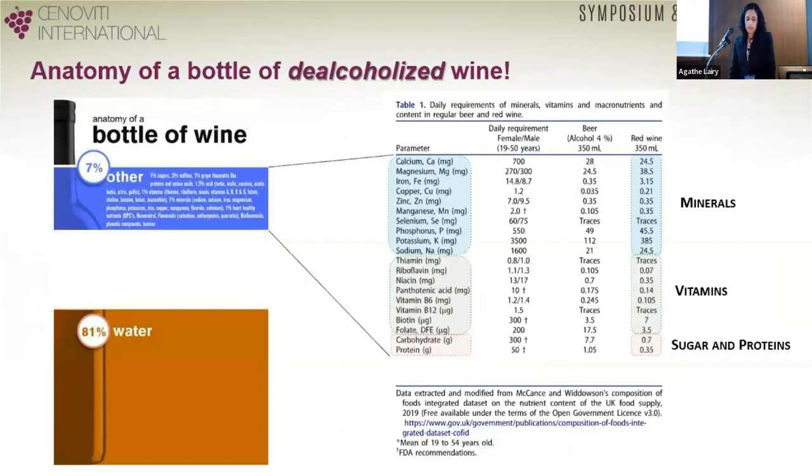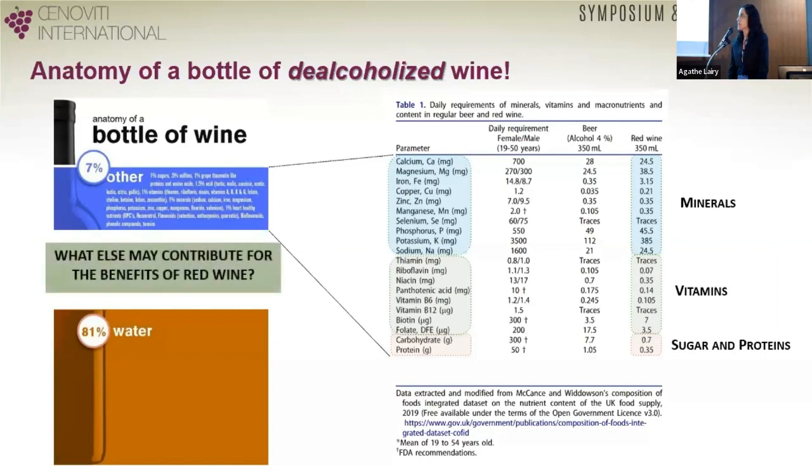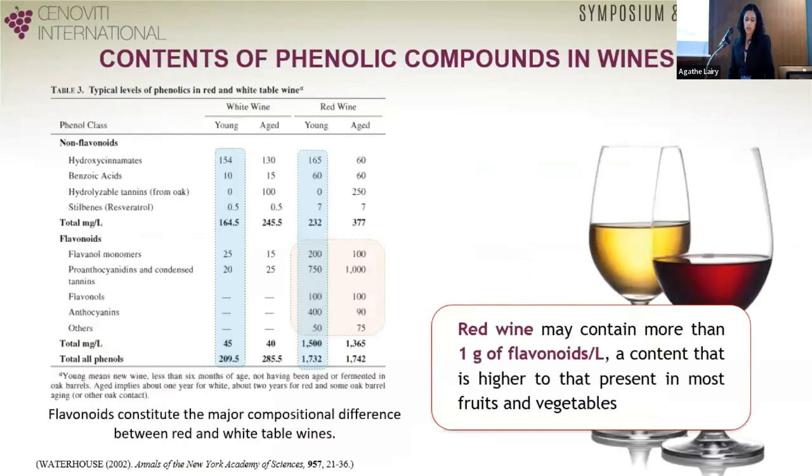And how does it get? We still get a lot of bioactives, a lot of health components. So we have minerals, vitamins, sugars, proteins, and you may be asking, what else? What else may contribute to the benefits of red wine? And that will be the focus, especially the focus of my topic.